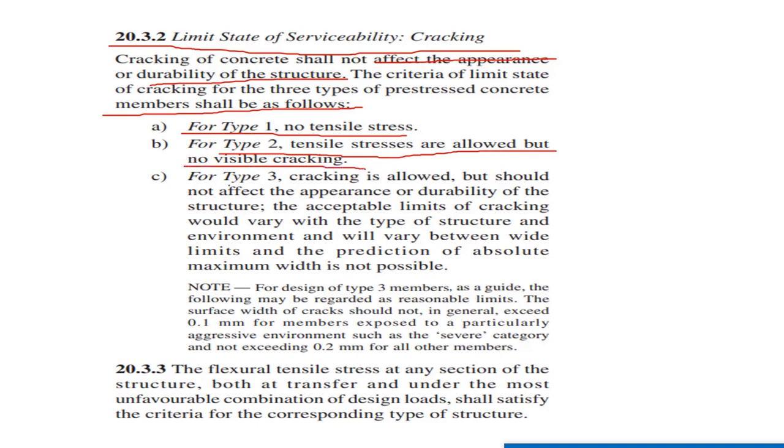But for type 3 members, cracking is allowed, and it should not affect the appearance or the durability of the structure. As a note, as we have discussed in the previous slide, the maximum width of crack is 0.1 mm for severe condition and 0.2 mm for all other members. Next is design of partially prestressed sections.